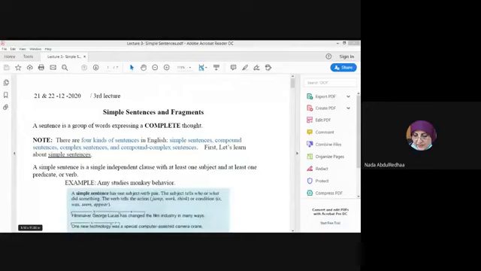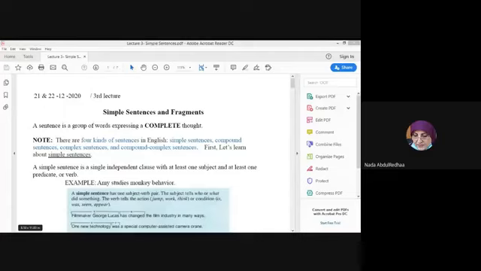This is the idea about the meaning and the differences between dependent and independent clauses. And we are going to discuss this idea a lot in our following lectures. Now, we have the simple sentence. It is written under the types of the sentences that a simple sentence is a single independent clause with at least one subject and one predicate or verb.